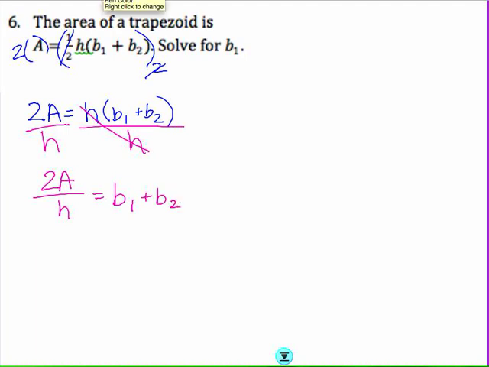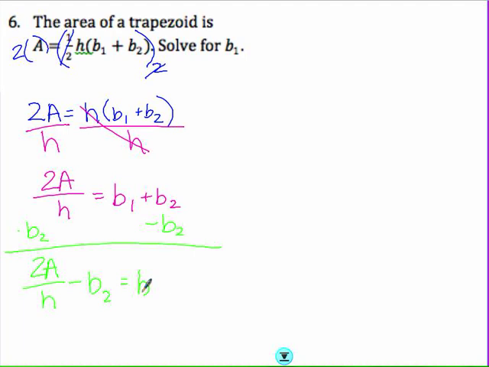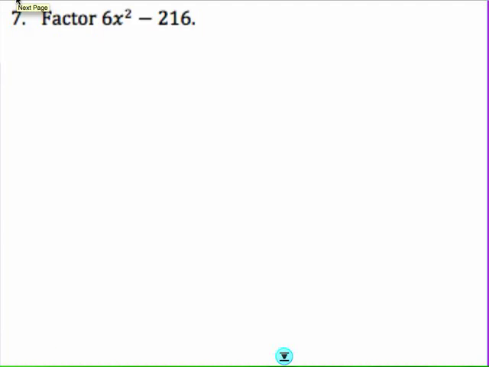Final step to get b sub 1 by itself is just to subtract that b sub 2. So really, I should end up with 2a divided by h minus b sub 2 equals b sub 1. So that should be my final solution, or that is my final solution. On to the next one.